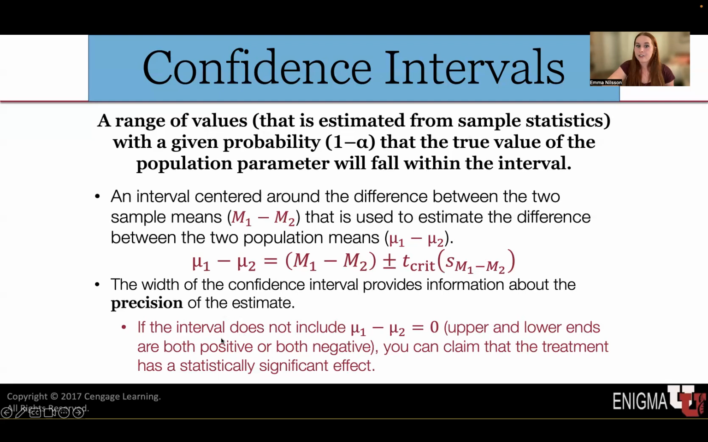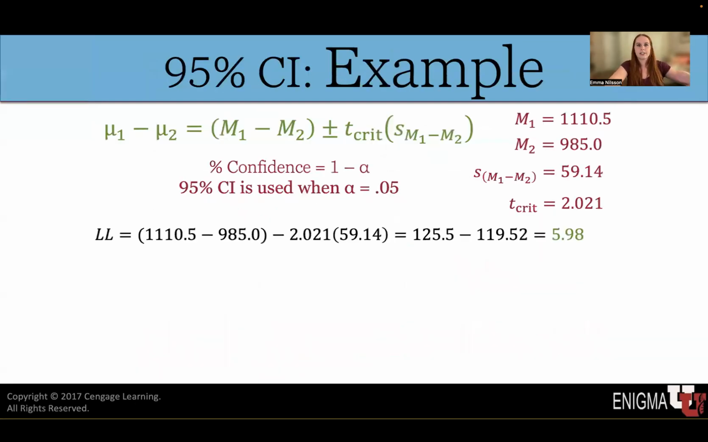And remember, if the interval does not include 0, then we can claim that the treatment has a statistically significant effect. Let's look at an example. If we were going to take a 95% confidence interval in the context of our video game example, we would say our alpha is 0.05, so we're going to use a 95% confidence interval.